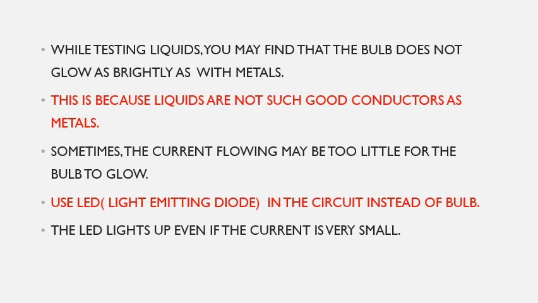While testing liquids, you may find that the bulb does not glow as brightly as with metals. This is because liquids are not such good conductors as metals. Sometimes the current flow may be too little for the bulb to glow. For testing conductivities of liquids, we can use an LED, that is, light emitting diode, in the circuit instead of a bulb. The LED lights up even if the current is very small.